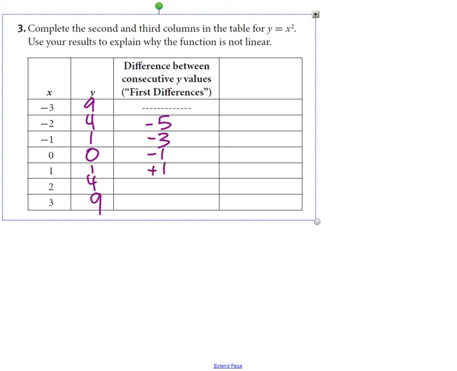All right. How do we get from 1 to 4? Plus 3. He thought it was from 2 to 4. How do you get from 2 to 4? No, 1 to 1. All right, how about from 4 to 9? Plus 5.